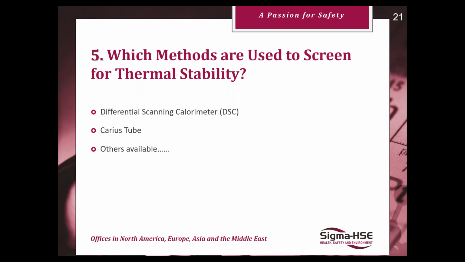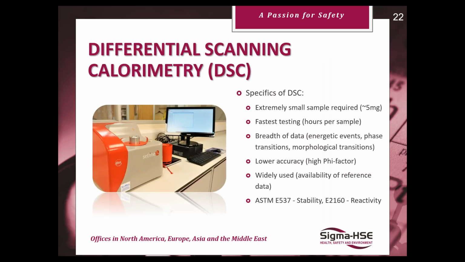So Luke, if you want to lead us through a little bit here, we've got question number 5, which methods are used to screen for thermal stability? Yeah, so at Sigma, the two methods we have to screen for thermal stability are the differential scanning calorimeter and the Carius tube. There are others available. I believe Ollie will be talking through them in a later question. But we'll start off here with the differential scanning calorimeter.